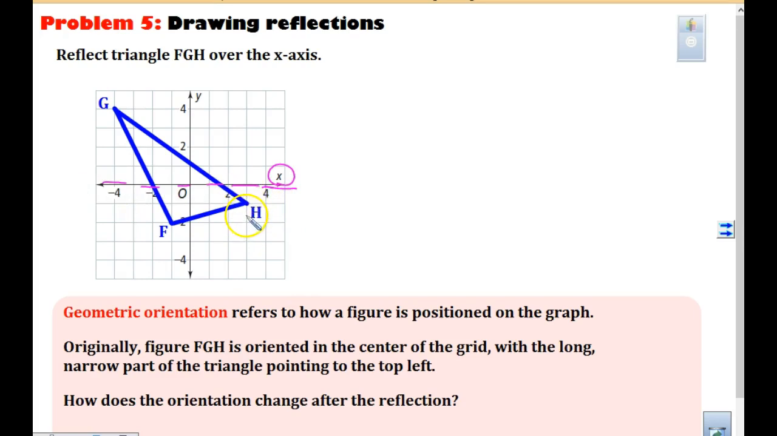So H was 1 down. I'm now going to put H prime 1 unit up. F was 2 down. I am now going to go 2 up and point F prime. I'm looking at G was 4 up from the x-axis. I am now going to go down 4 on the x-axis. And you always want to label them with the prime. And then you want to take and connect your points.